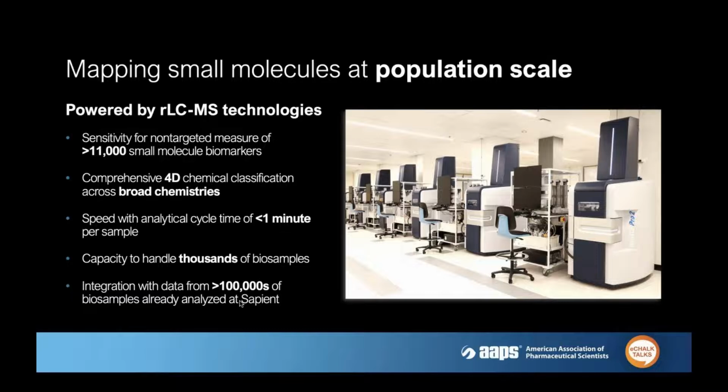Now, what makes Sapient quite special is not only have we developed these technologies, but already we've performed these analyses on hundreds of thousands of biosamples from around the world. And as I'll talk about in just a quick moment, these have all been integrated in what we call our human biology database that serves as an incredibly rich repository of circulating small molecule biomarkers in relation to human phenotypes and genotypes. And we can leverage this information for beginning to link, as I mentioned initially, genetic variants to human biology.